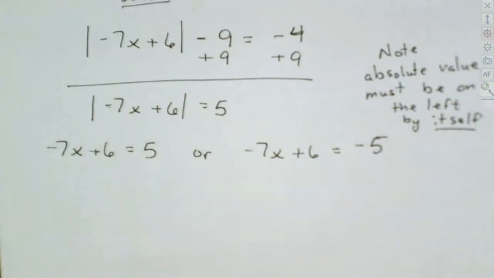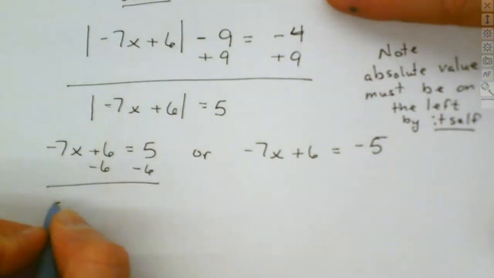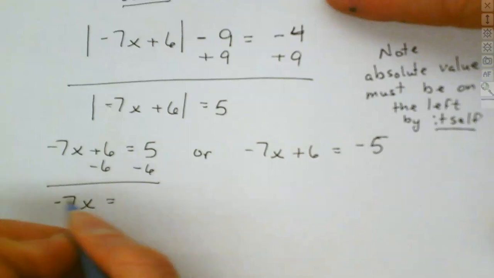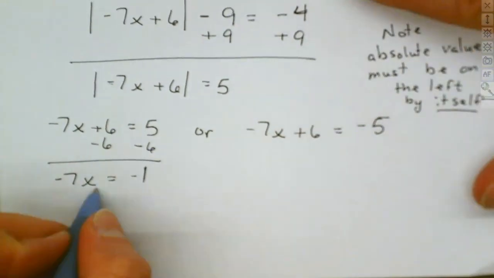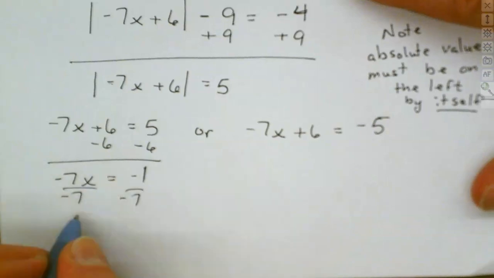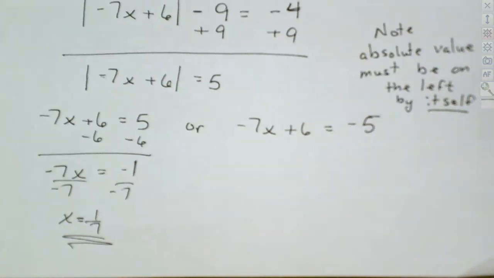So now we're going to solve it, and we're going to get our 2 answers here. So let's move that 6 over. And that's going to give you a -7x equals -1. Be careful with your signs. Divide by a negative 7. And now we have x equals 1/7. So there's one of them.